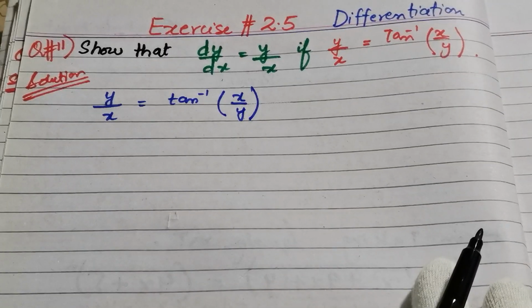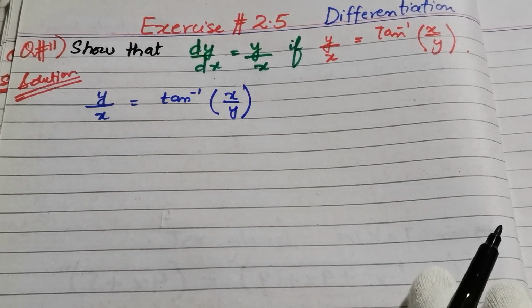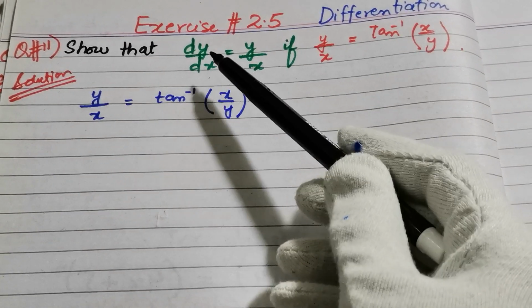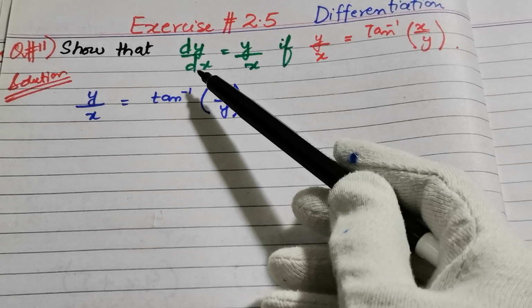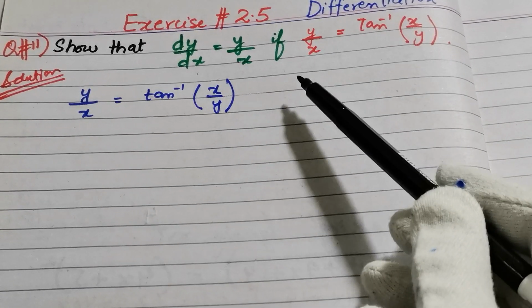Today I'm going to teach you exercise number 2.5 differentiation. Question number 11: show that dy by dx is equal to y by x if y by x is equal to tan inverse of x by y.